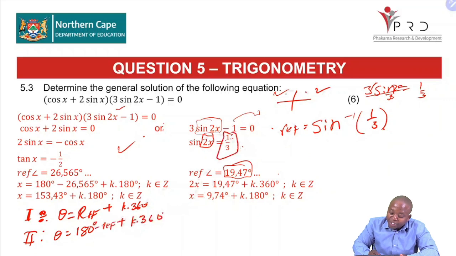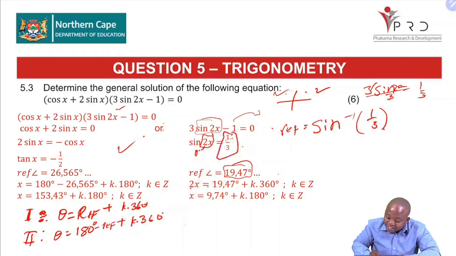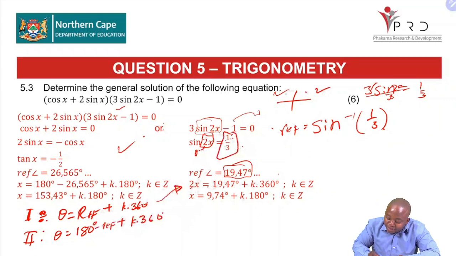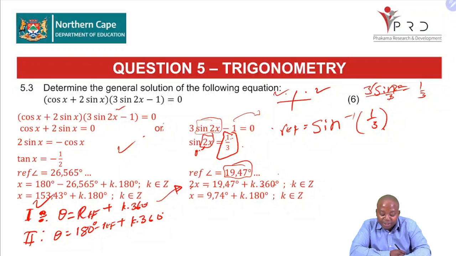On our first quadrant, we have our theta. This is our theta, so theta is 2x. So 2x equals the reference angle. This is the first quadrant solution there: reference angle plus k times 360, where k is an element of integers. Then what do we do? We divide by 2 throughout. Then 19.47 divided by 2 is 9.74, and k times 360 divided by 2 is 180. Then we have the first solution on the first quadrant.